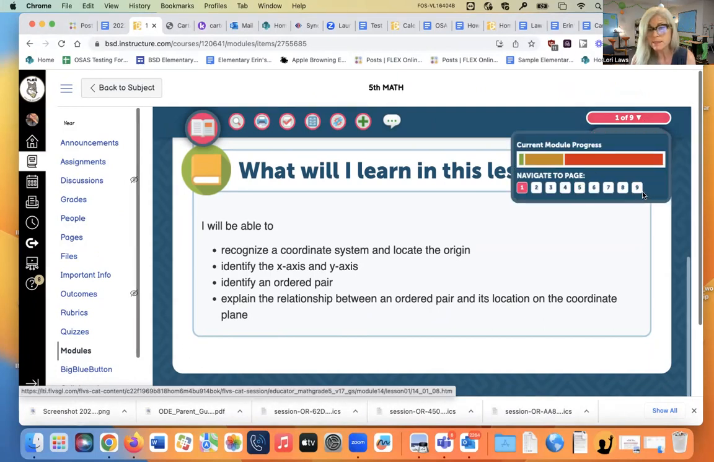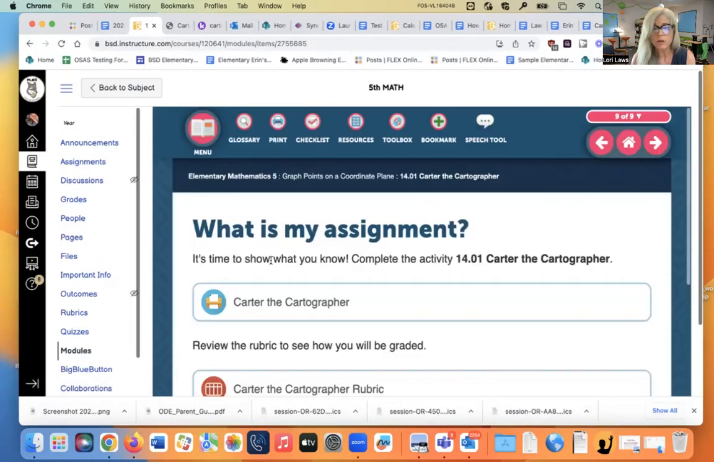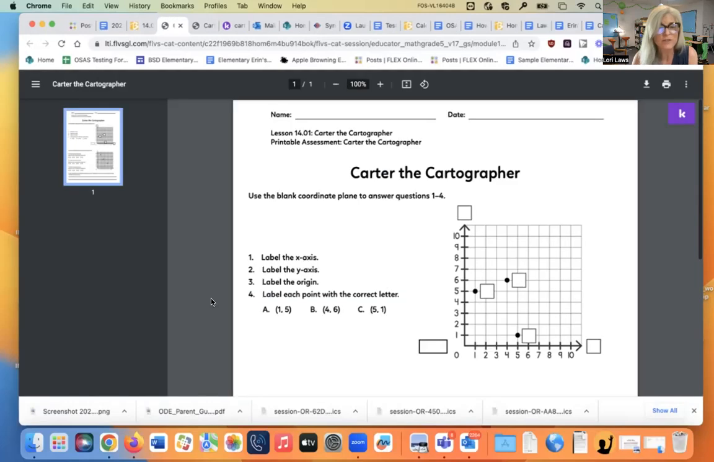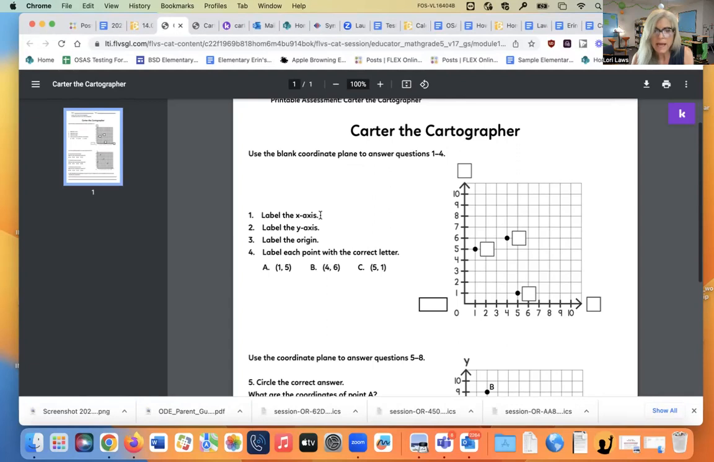Your assignment for this is on the last page. It's Carter the cartographer. A cartographer is a person who makes maps. And here it is. It has you label the x-axis. Oh, it's right here, x. That's super important to be able to do. The y-axis up here. The origin, that's 0, 0. That's right here. That's the origin. And then each point with the correct letter.